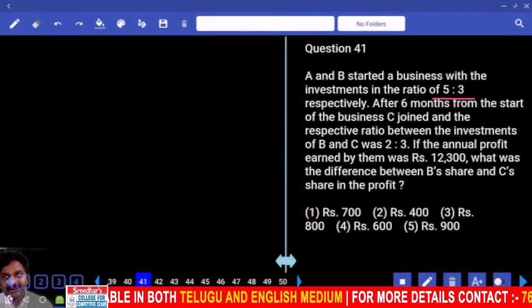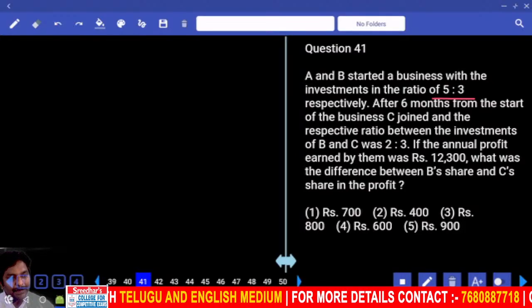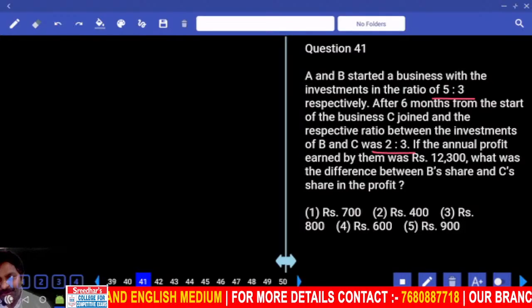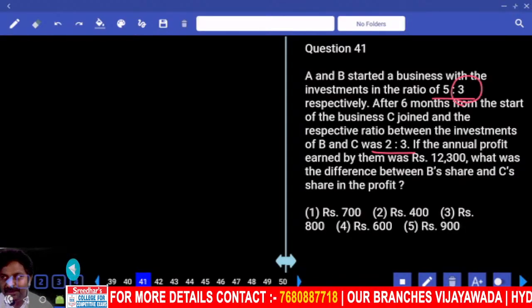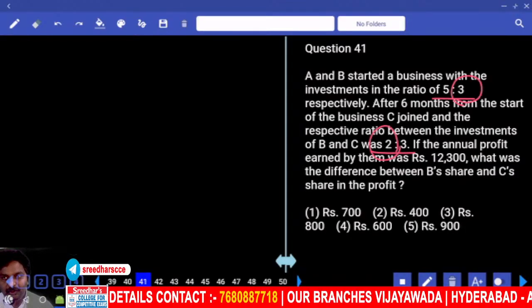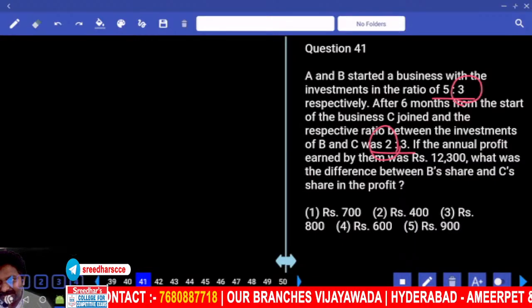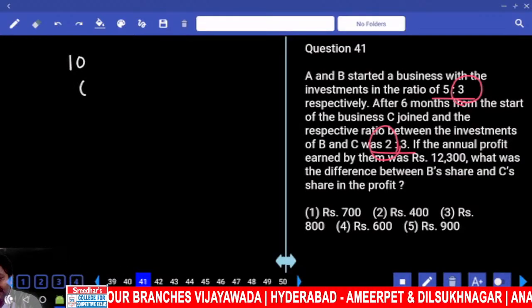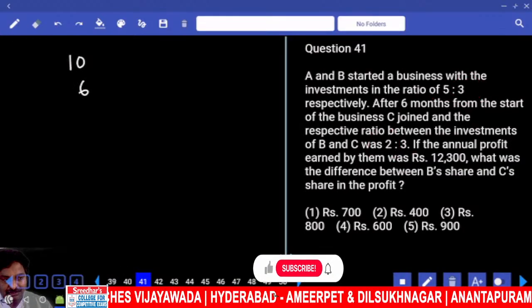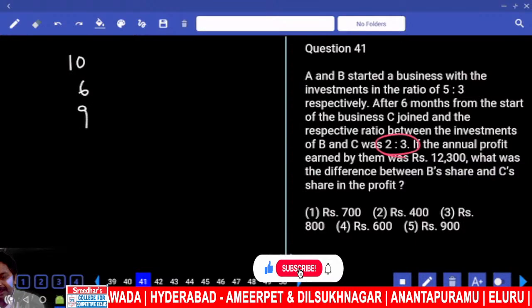A and B investments are in the ratio 5:3. B and C investments are in the ratio 2:3. B is common. In the first ratio, B is 3 parts. In the second ratio, 2 parts. Rainbow multiplication. The first one is multiplied with 2: 10, 6. The second ratio is multiplied with 3: 9. Who started?